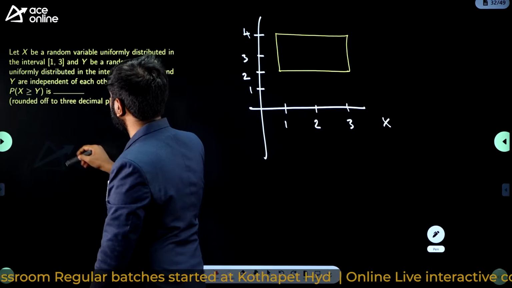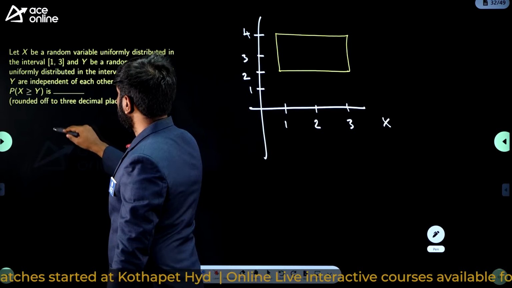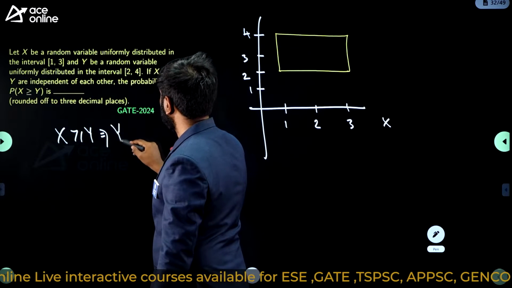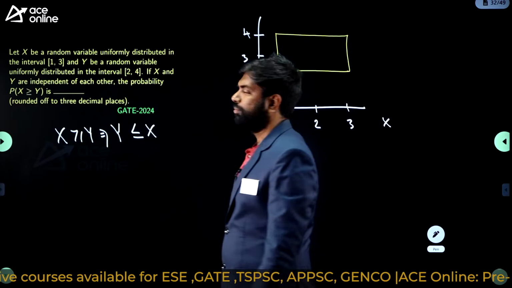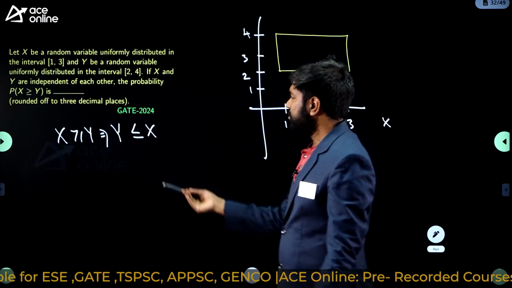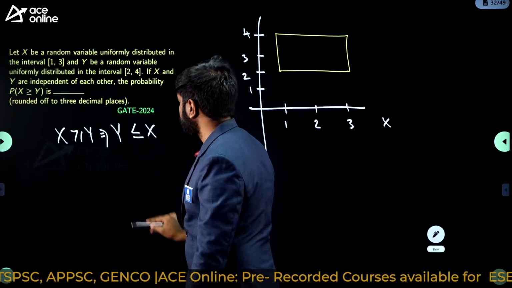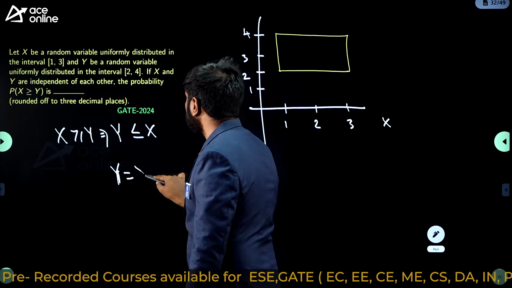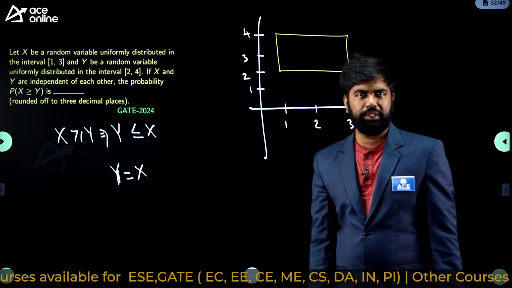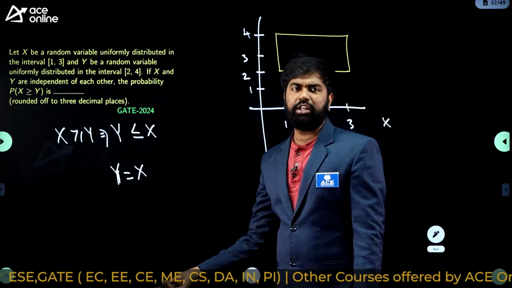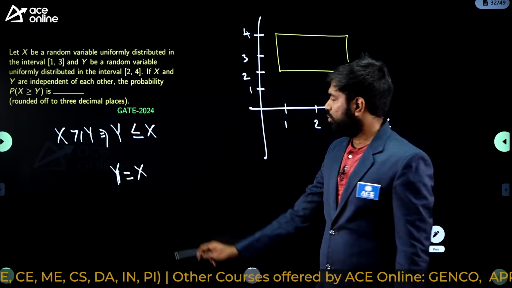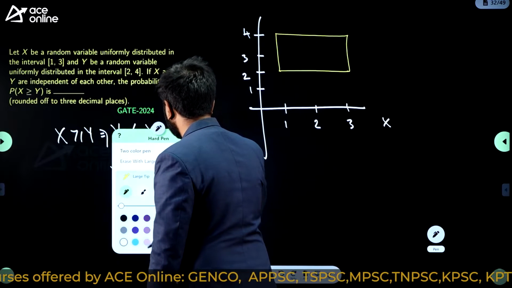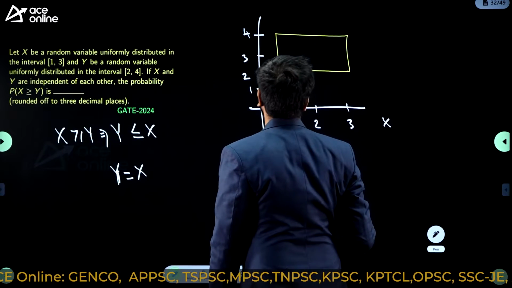This kind of problem has already appeared. They talk about the probability of x greater than or equal to y, which is the same as y less than or equal to x. When you are dealing with such questions, first look at what y equal to x is. Y equal to x represents a straight line passing through the origin. Why don't you draw that? Let me use another color. Let us draw the y equal to x graph.